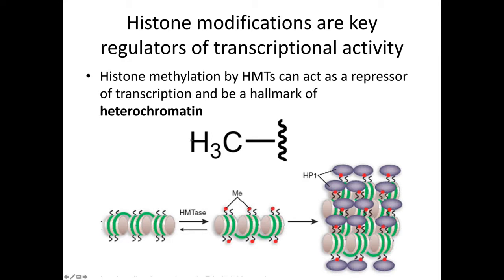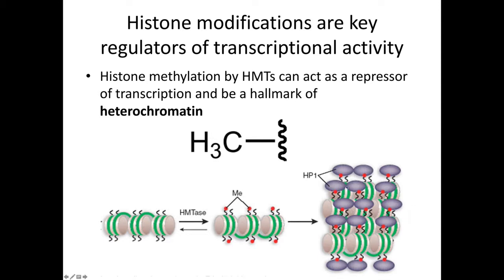And here's basically just a simple methyl group that you can see. And what this can do is act as a repressor of transcription, and this is often considered a hallmark of heterochromatin, right? So here you might have somewhat open chromatin, and a histone methyltransferase comes along, methylates the histone tails here, and then that causes this great compaction of the histones.